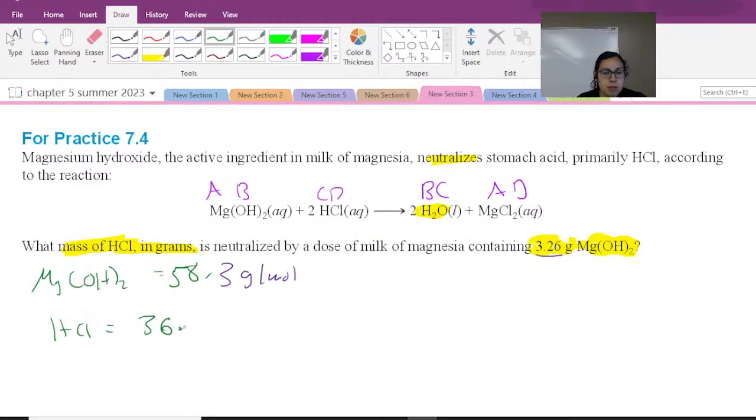And then for the HCl, I got 36.5. So same thing, there could be a little discrepancy. I probably wouldn't round to 37 just because that's a lot of rounding early.